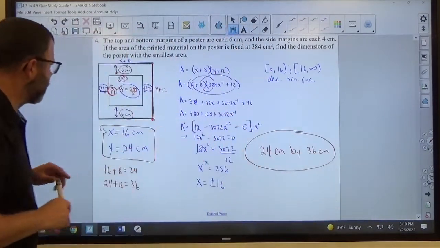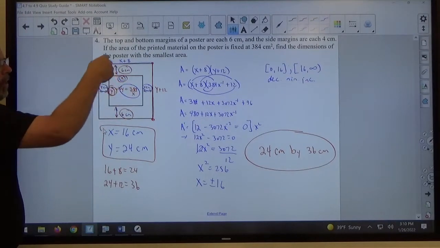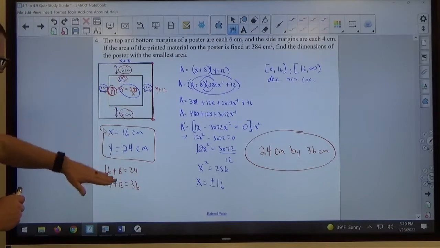So just be a little cautious there. It's much easier to let the x and y represent what you know, but then you still have to modify the answers. So I'd recommend going that route, but don't forget that last little step.